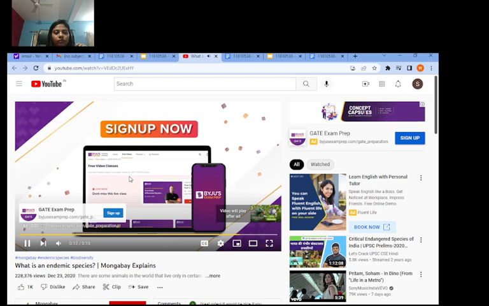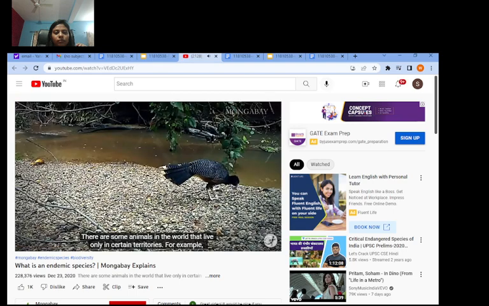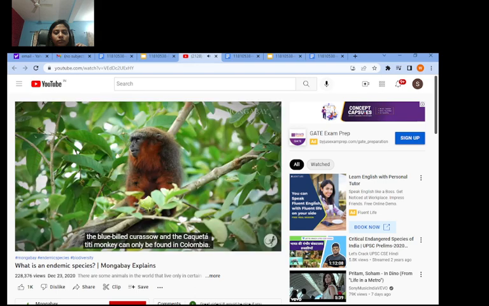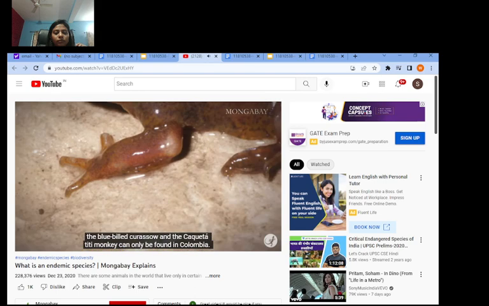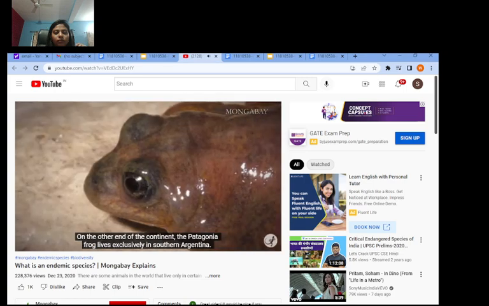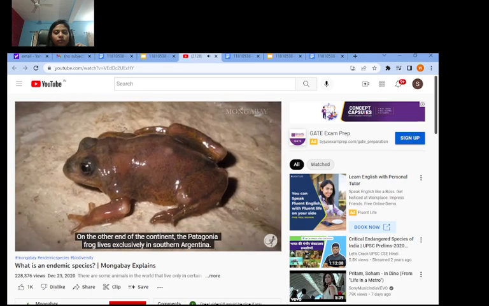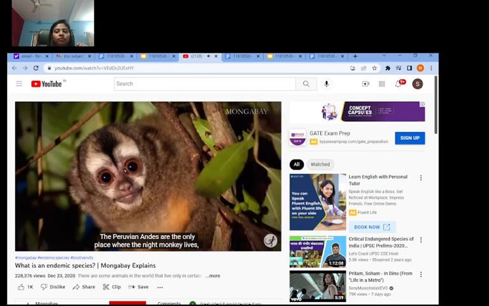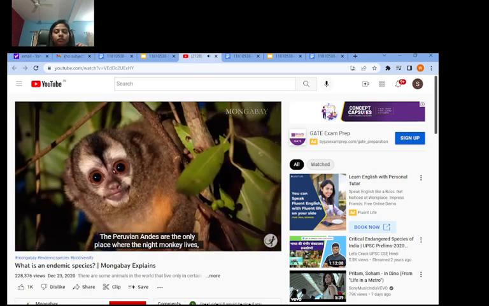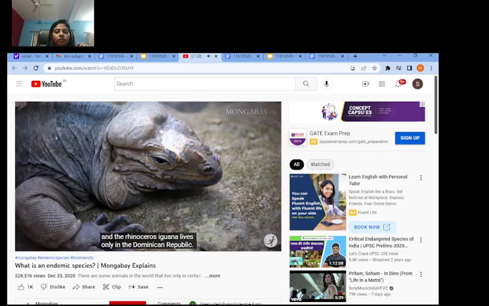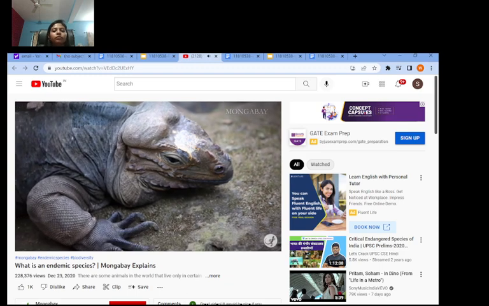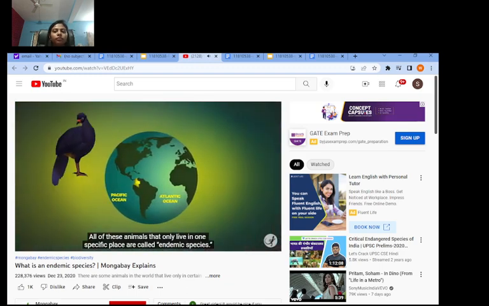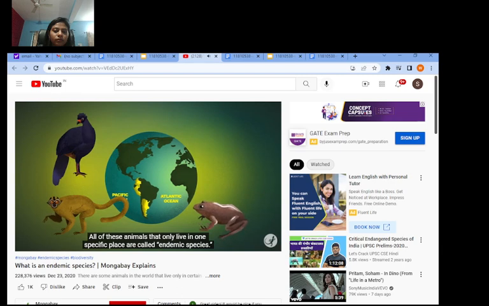There are some animals in the world that live only in certain territories. For example, the blue-billed curassow and the caqueta titi monkey can only be found in Colombia. On the other end of the continent, the Patagonia frog lives exclusively in southern Argentina. The Peruvian Andes are the only place where the night monkey lives, and the rhinoceros iguana lives only in the Dominican Republic. All of these animals that only live in one specific place are called endemic species.